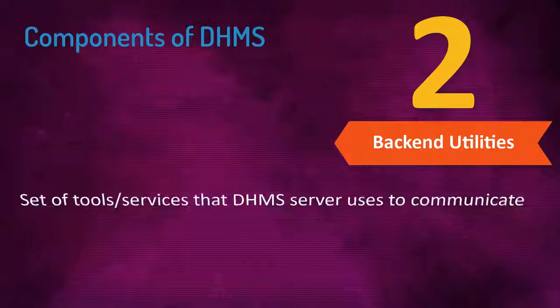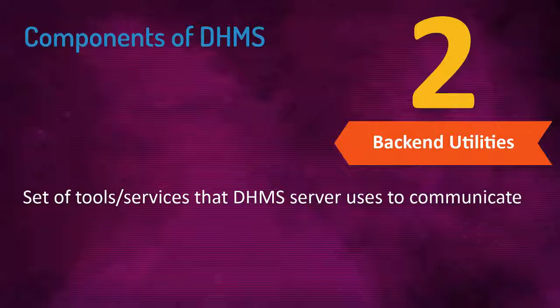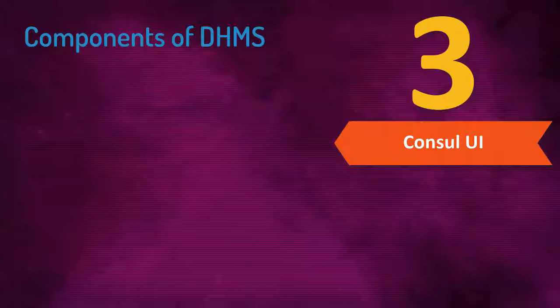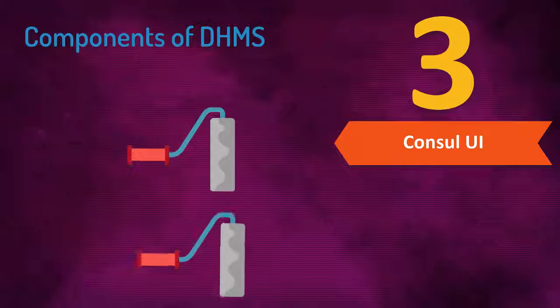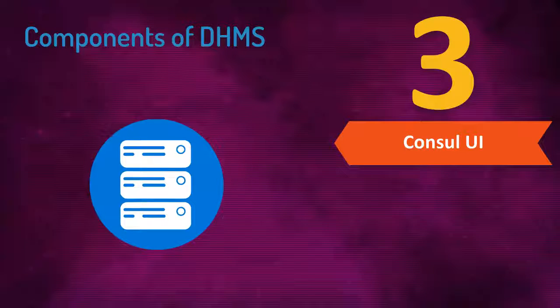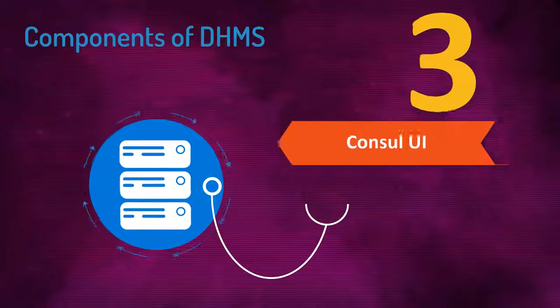They are a set of tools and services that the DHMS server uses to communicate. One of the utilities it uses is Console. This is actually the third component. The third component is the user interface for Console that provides a graphical view of the nodes and services that are registered on the DHMS and provides an overall health status for the entire system.